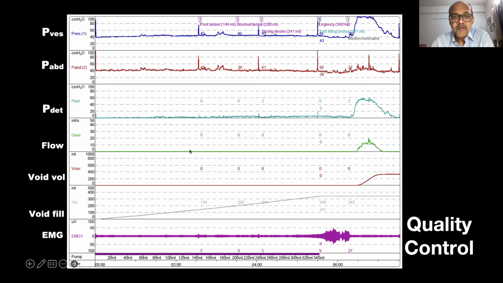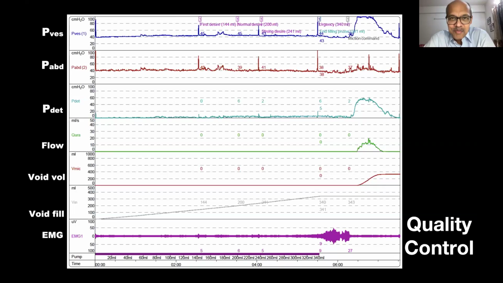Now, there are some things before I go forward which we look for in a good quality trace. And why is this important? Because unfortunately, it's very easy to do a poor quality test. And quality control is an issue even at academic centers. It's been published that even in academic centers, there are a lot of issues with quality. And if the quality of the study is not good, then it can lead to trouble.